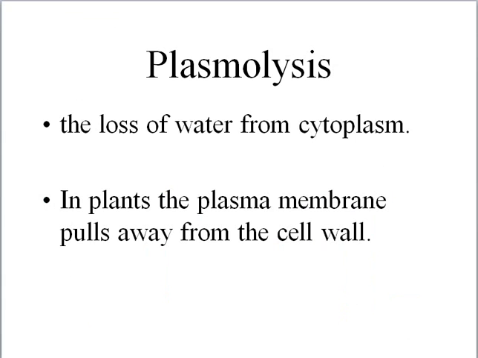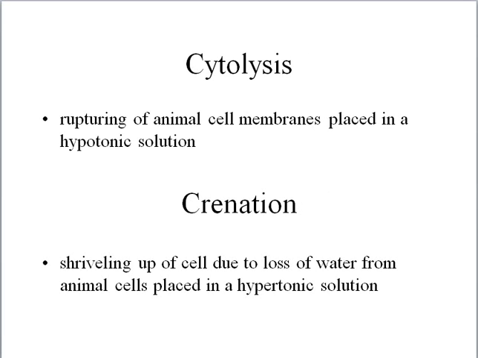Plasmolysis is usually used to describe, in plant cells, the movement of the plasma membrane away from the cell wall, which is caused by the cell losing water by osmosis. Crenation is used instead of plasmolysis to include the loss of water from any animal cell. As a result, the cell shrivels up. Cytolysis is the opposite of crenation. An animal cell gains so much water by osmosis that the plasma membrane cannot withstand the pressure and the cell ruptures.